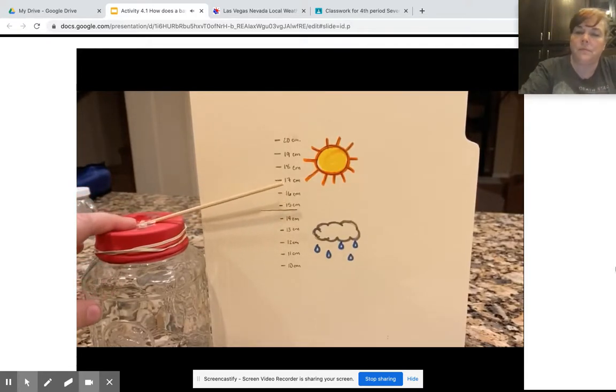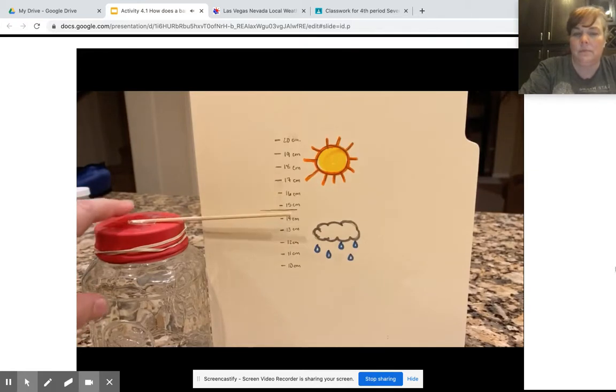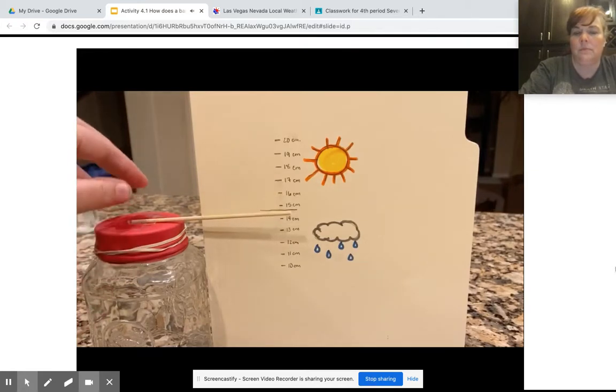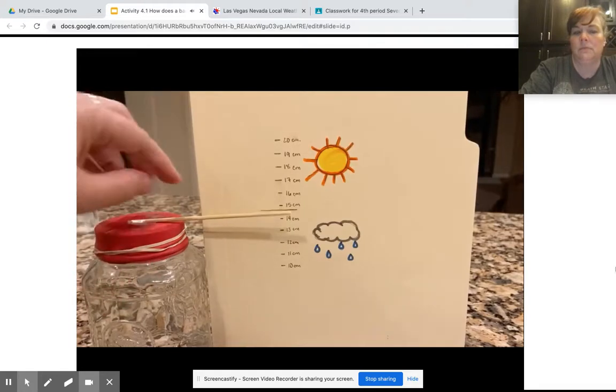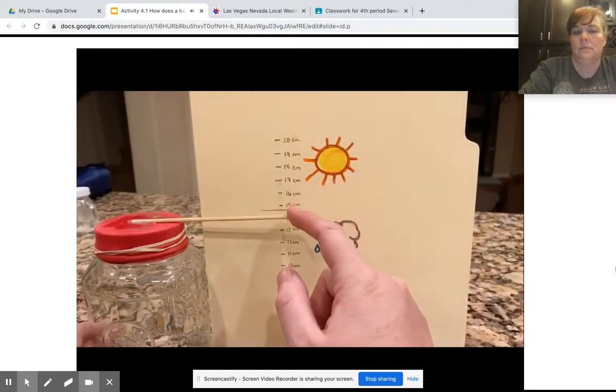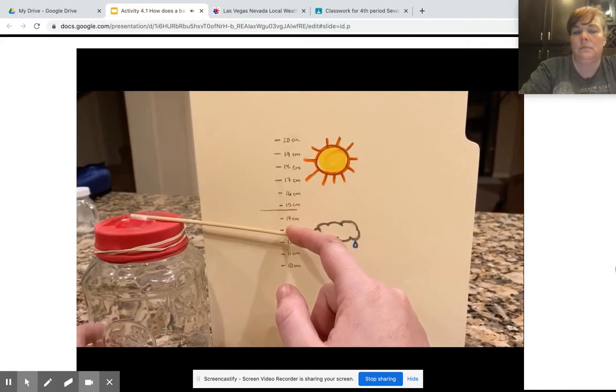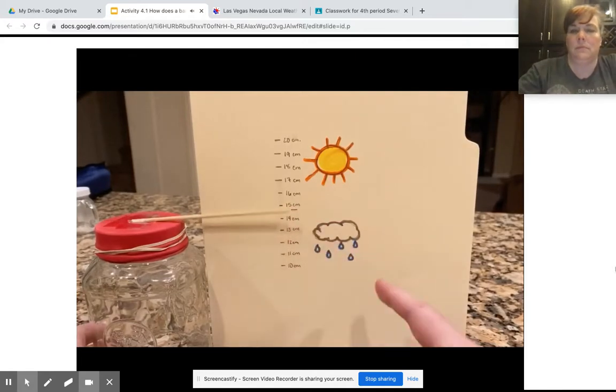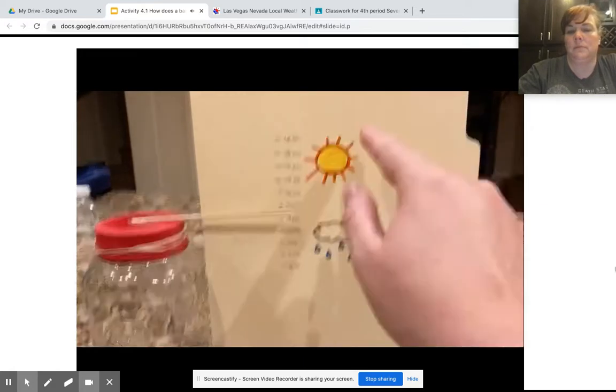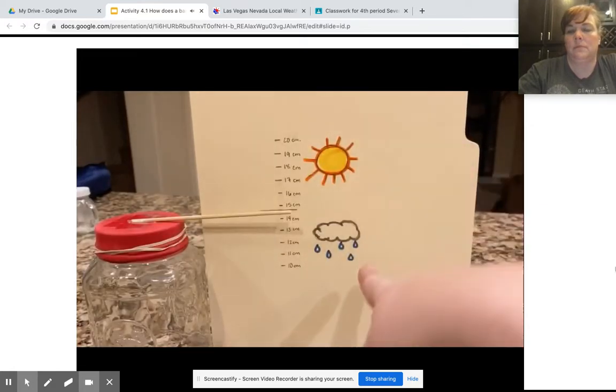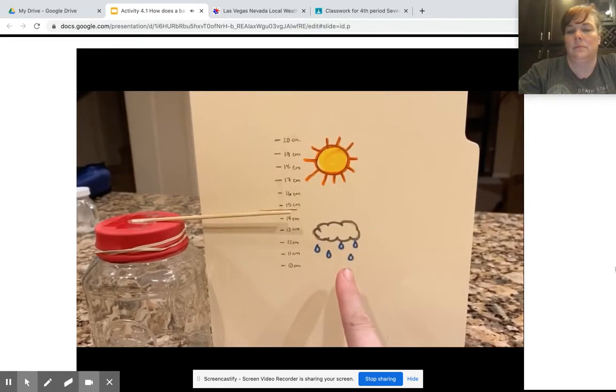Now, I'm obviously being a little bit more dramatic than normal. When we have a low air pressure system, that means there's less air pressure in here, and the balloon is going to puff up a little bit and move the stick down. When we have a high pressure system, that's giving us nice weather. When we have a low pressure system, that's going to give us stormy weather or wind.